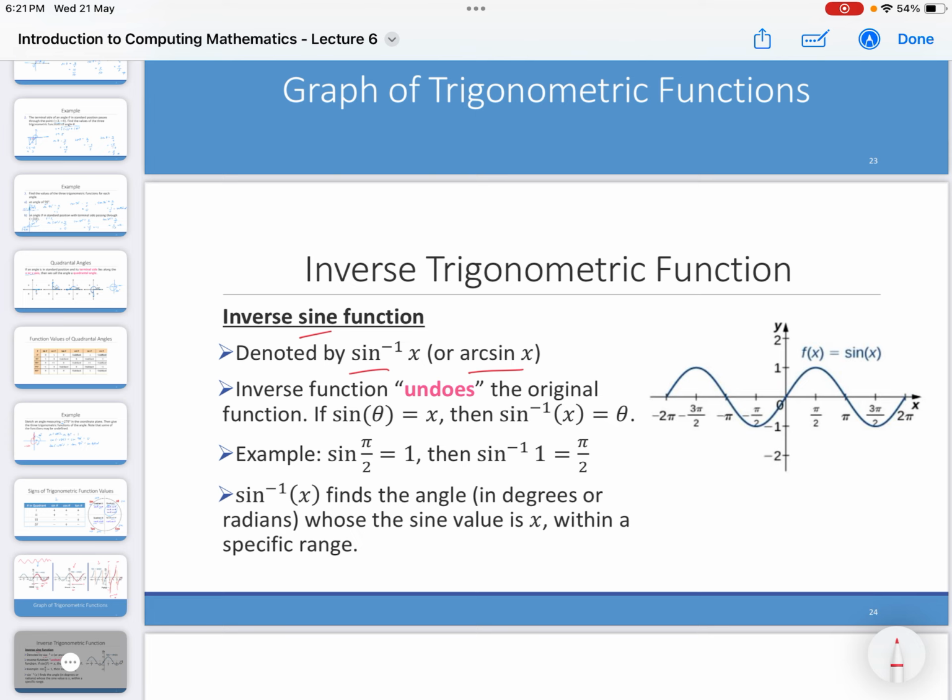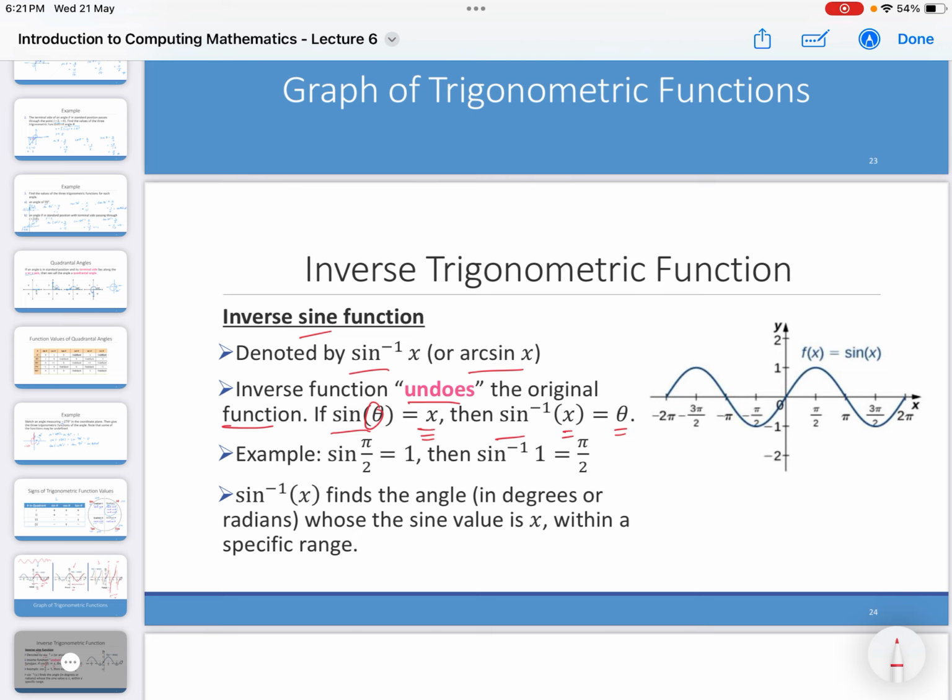So the inverse function undoes the original function. Let's say we have sine theta equals x. That means we have angle theta, and we want to find the sine function, so we get x. The inverse function undoes that. So sine inverse of x equals theta.